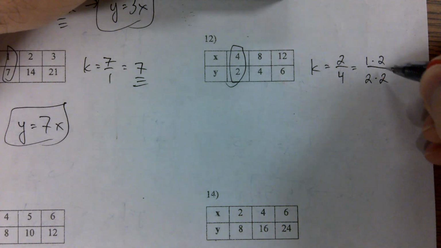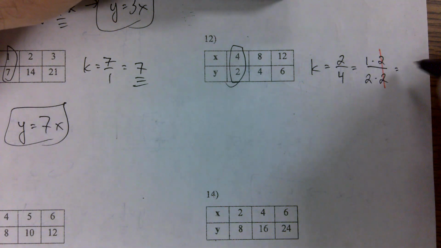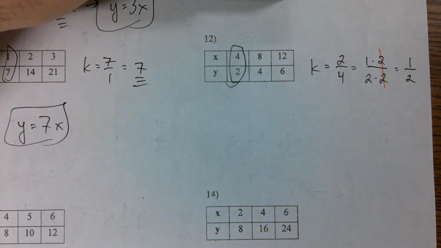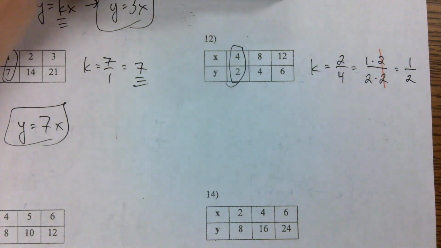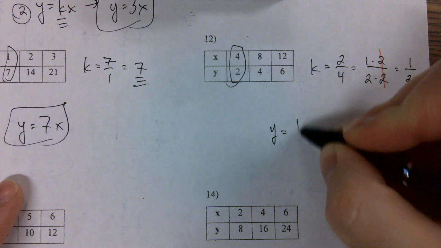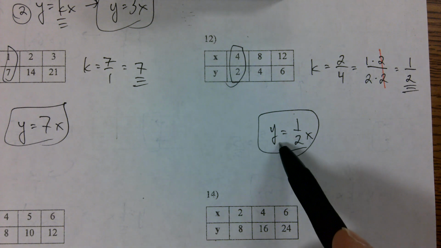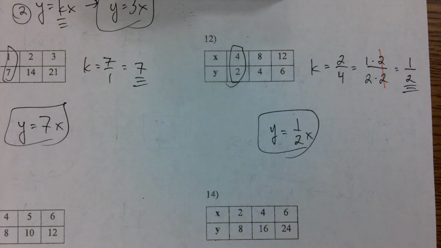I've got a pair of 2's on the top and bottom that can cancel out, leaving me with a 1 in the numerator and a 2 in the denominator. We cannot simplify 1/2 anymore. Because the 1's on top, we don't want to just get rid of it. My k value is 1 over 2. There's my equation. Just plug in that k value in for k, leaving the y as y, leaving the x as x.